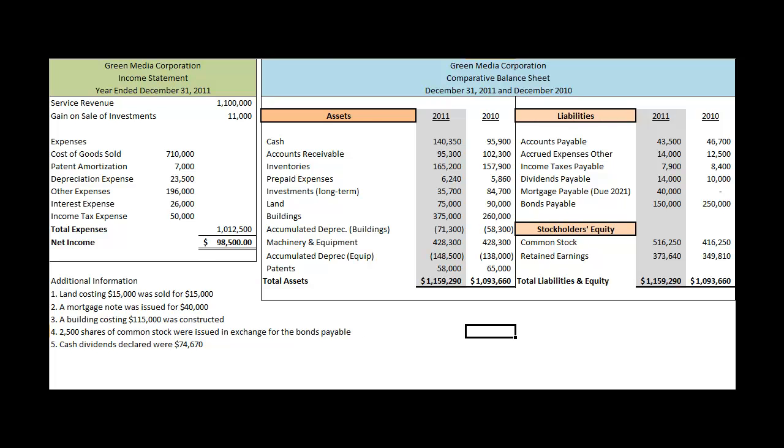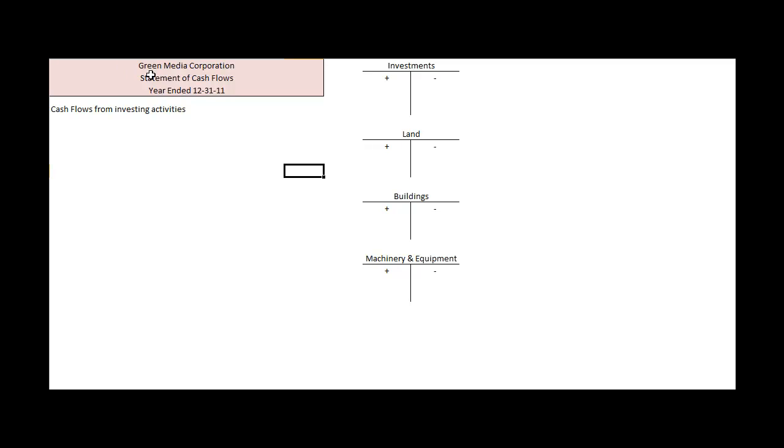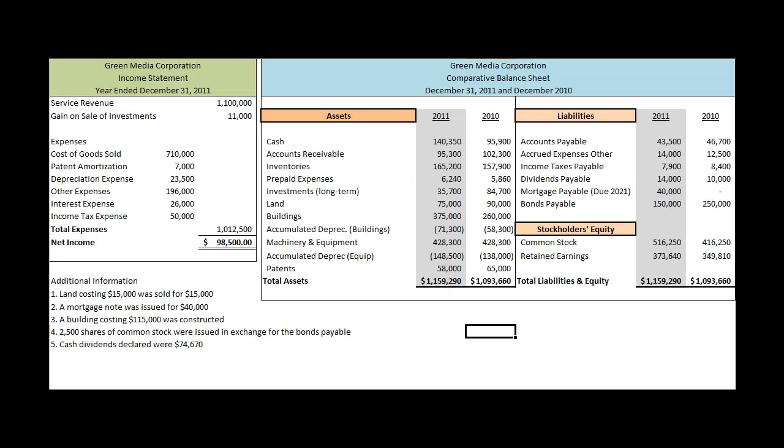So I've started to frame out for you right here the statement of cash flows, and of course above all of this you'd have the operating activities, but we're only looking at the investing activities, so we'd start by saying we have cash flows from investing activities. We'd have a good header there and everything, and you come back to here and you start pulling the information that you need to fill in that section of the statement of cash flows.